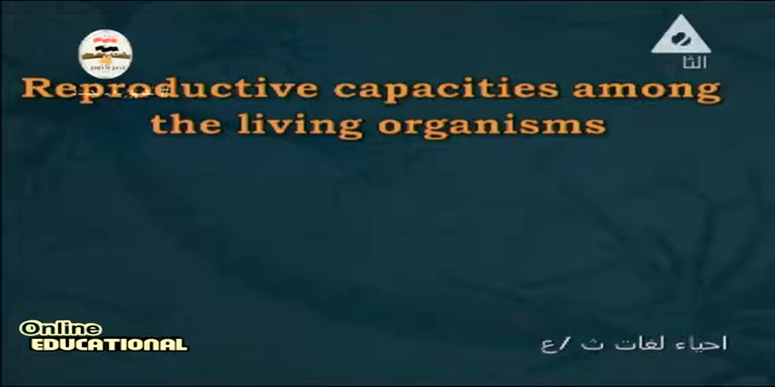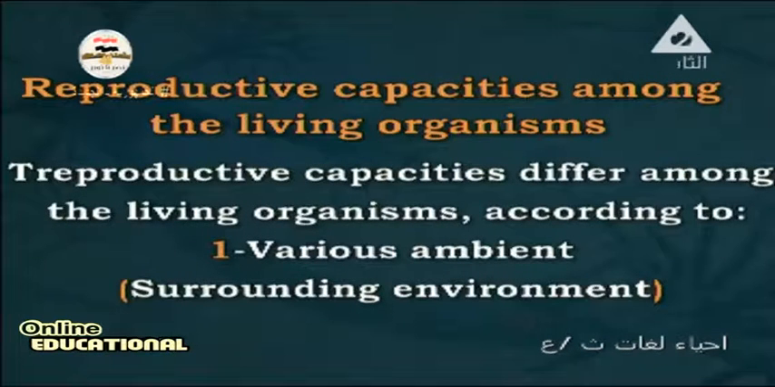Reproductive capacities among living organisms means how the living organism can undergo this reproduction. The reproductive capacities differ from one living organism to another according to, number 1, various ambient. What is meant by various ambient? It means the surrounding environment. According to the environment in which the living organism is found, the reproduction changes. Okay.